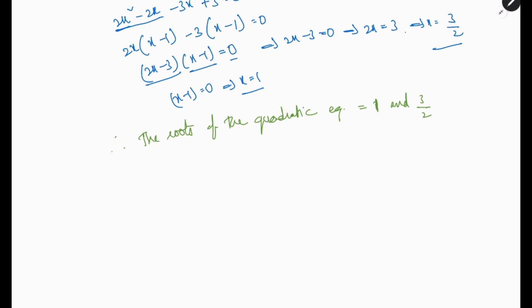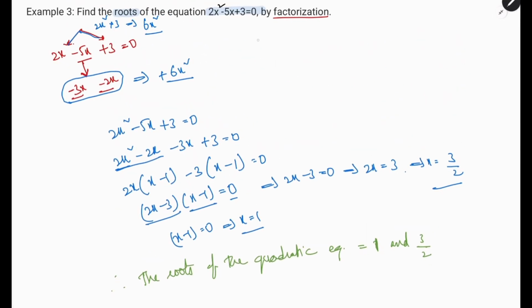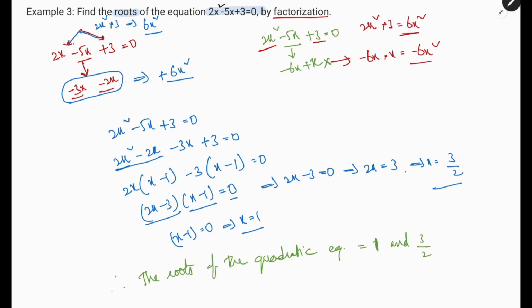See here one more thing. In this equation 2x square minus 5x plus 3 equal to 0, minus 5x cannot be split as minus 6x plus 1 plus x. This cannot be done like this. Why? If we multiply these two terms, minus 6x into x is minus 6x square. And if you multiply this term and this term, 2x square into 3 is 6x square. So here plus 6x square and here minus 6x square. So both are not equal, so this cannot be done like this.